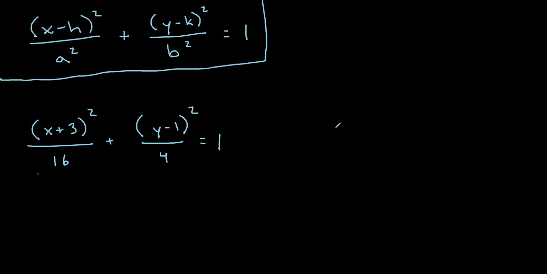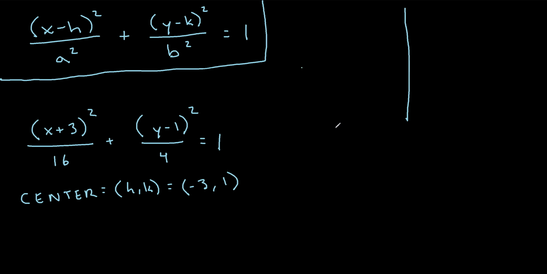Let's say we're given the following equation of an ellipse: (x + 3)² / 16 + (y - 1)² / 4 = 1. So we can start by finding the center of this ellipse. And the center is located at the coordinates h, k. So in this example, h would be -3 and k would be 1. So the center of our ellipse is at -3, 1.